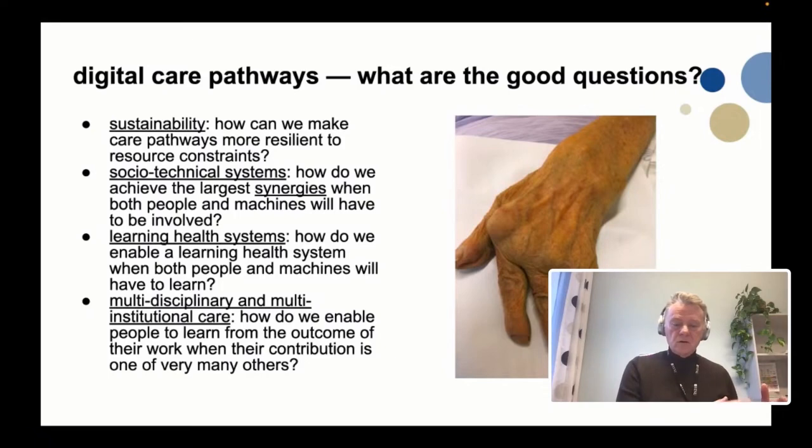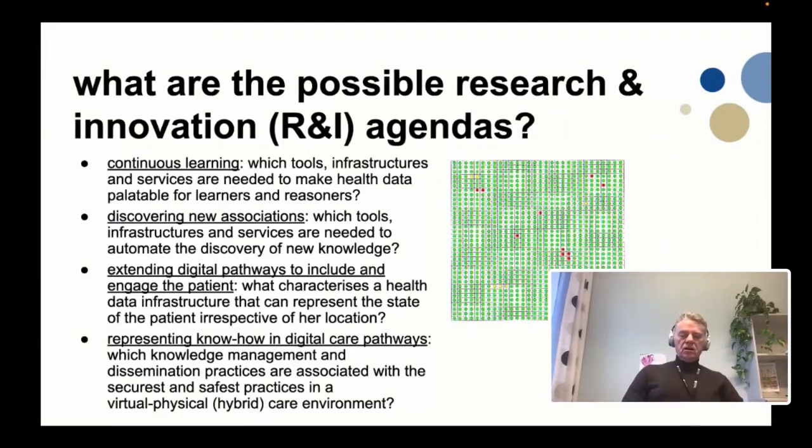How do we enable people to learn from the outcome of their work when their contribution is one of very many others? What I'm saying here is that we need, in principle, lifelong learning of machines and of people. So then my last slide, what are the possible research and innovation agendas for continuous learning? Which tools, infrastructures, and services are needed to make health data eatable for learners and reasoners? For discovering new associations, which are needed to automate the discovery of new knowledge?